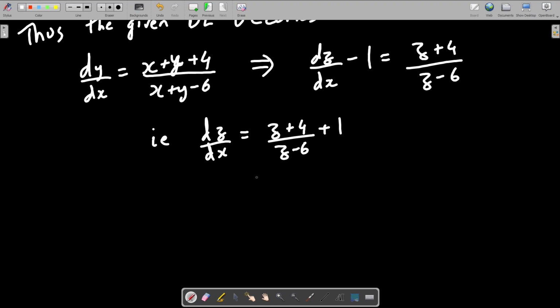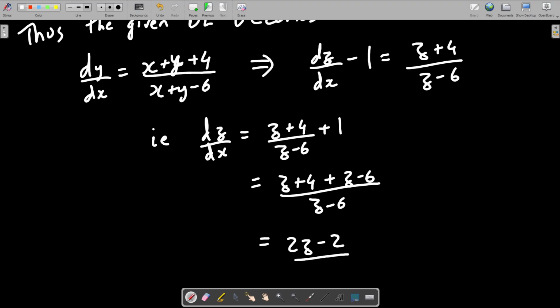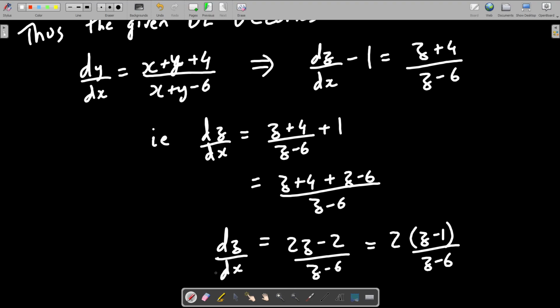So this will simplify to z plus 4 plus z minus 6 upon z minus 6, which is nothing but 2z minus 2 upon z minus 6. Okay, I'll just keep this 2 common outside, z minus 1 upon z minus 6, and this is dz by dx. So we have this new differential equation over here.